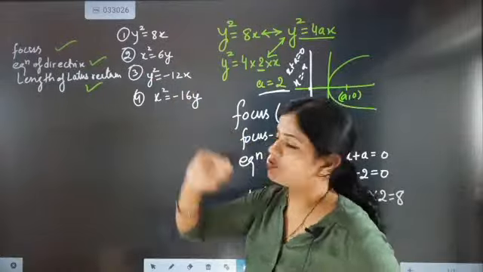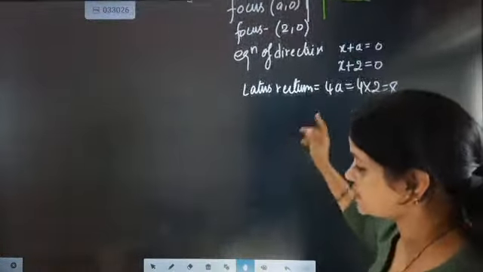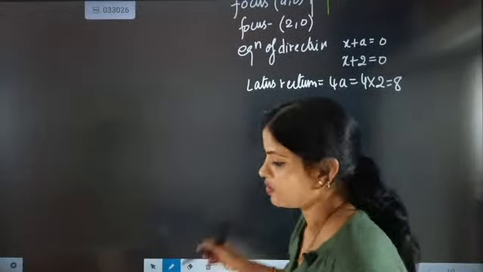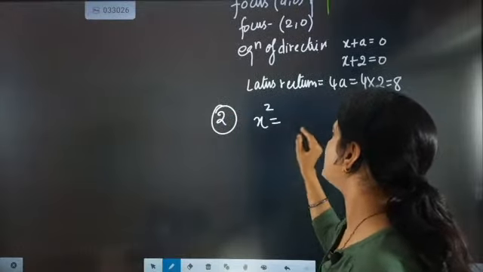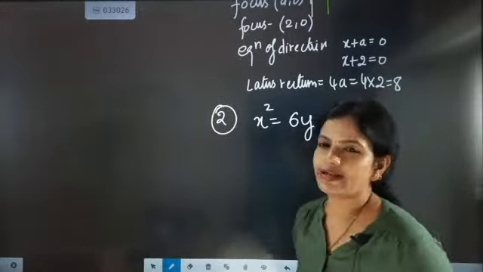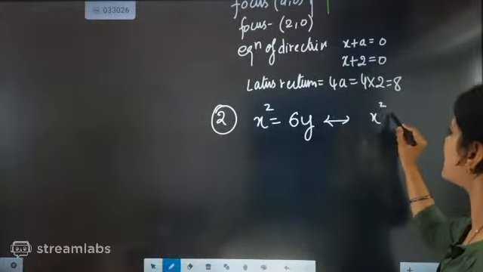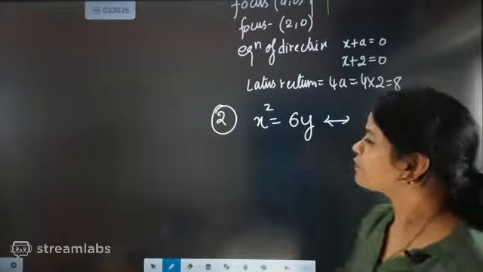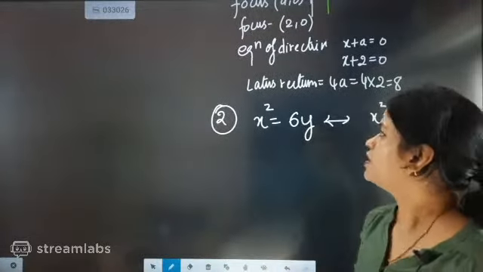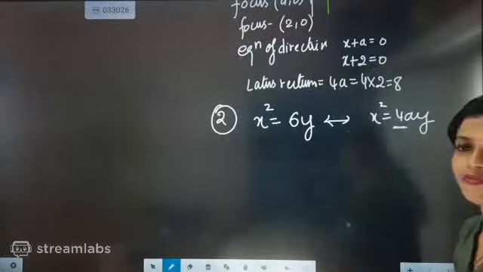In the second part, the second equation is written as x square equal to 6y. Now it is identical to the equation x square equal to 4ay. But the problem here, beta, is that 6 is there, but we need 4 here.